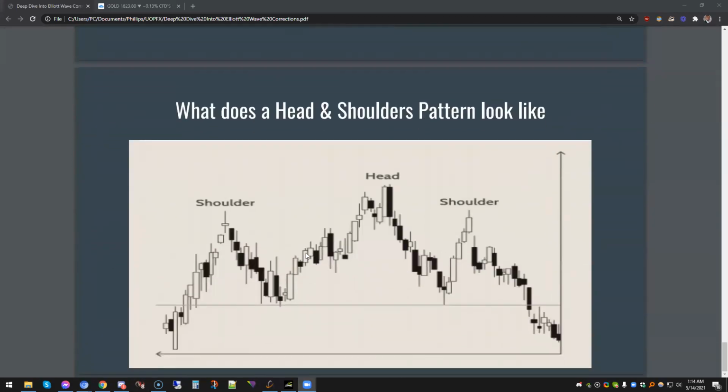So what does the head and shoulders pattern actually look like? This is what the head and shoulders pattern looks like. So this was a bullish market. So the price is trending up. It makes a peak, comes down, makes a higher low, goes up, makes a higher high, comes down. It's either going to be an equal low or a higher low, or it could be a lower low before it makes the next lower high.